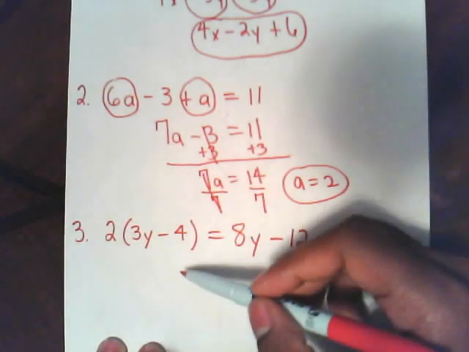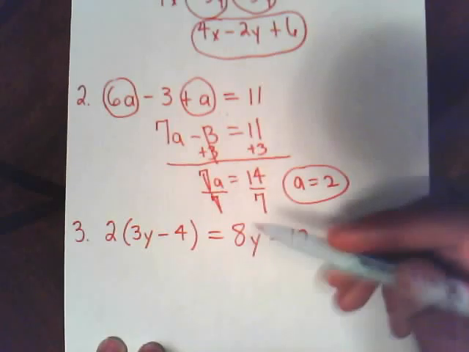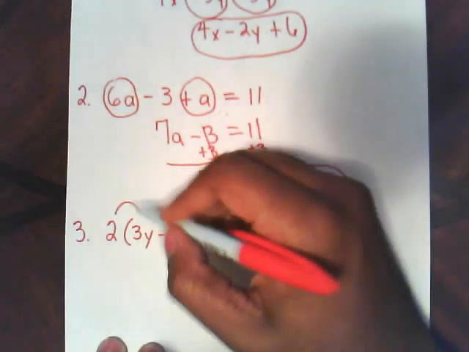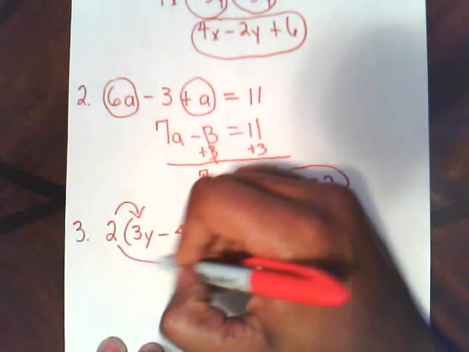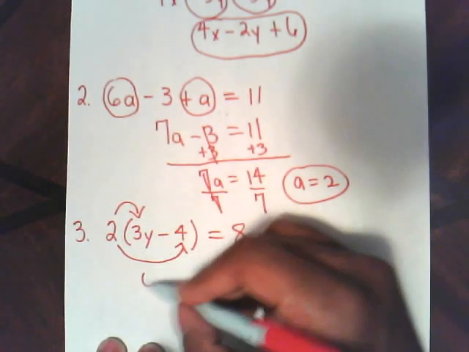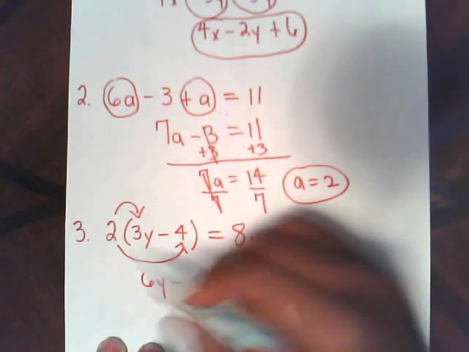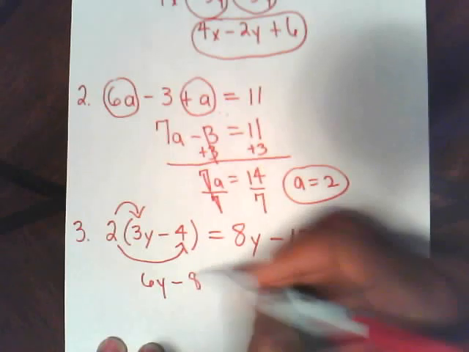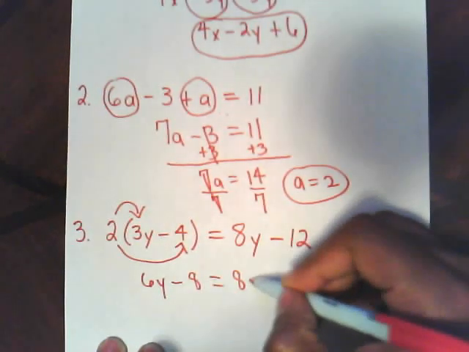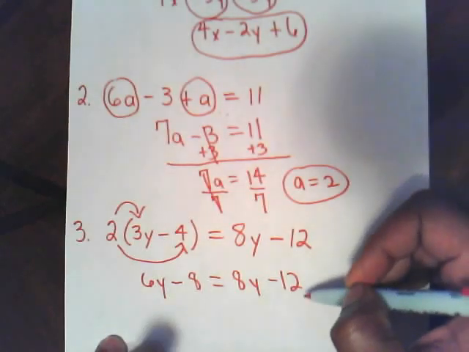When we see these parentheses and the number outside the parentheses, we immediately know to distribute. We distribute by going over, keep the sign the same, and go under. 2 times 3y is 6y. The sign is a subtraction sign. 2 times 4 is 8. Equals 8y minus 12. Now we have variables on both sides.